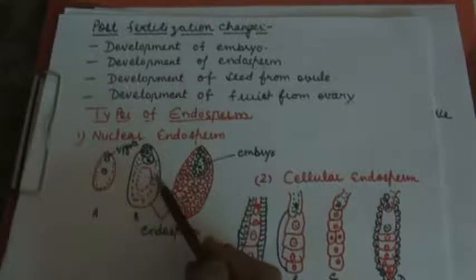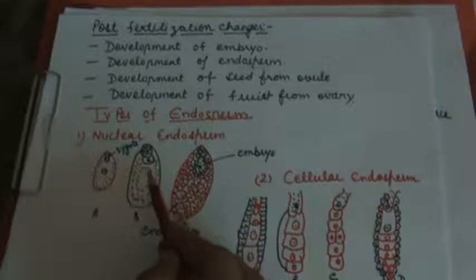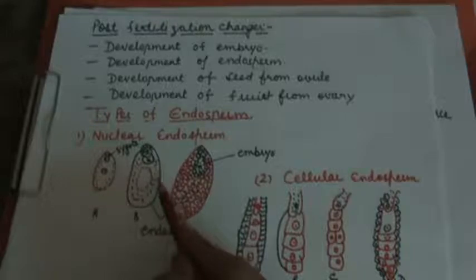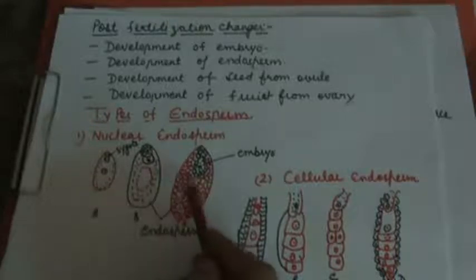These free nuclei come to lie between the embryo sac wall and the vacuolar membrane. This is the vacuolar membrane, this is the embryo sac wall. These all lie in between this area. Now, from here the second phase begins with the cleavage of multinucleate peripheral cytoplasm. Cleavage means it starts developing wall around each nucleus.